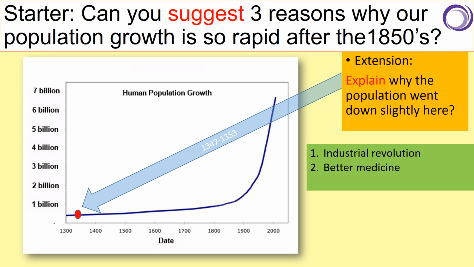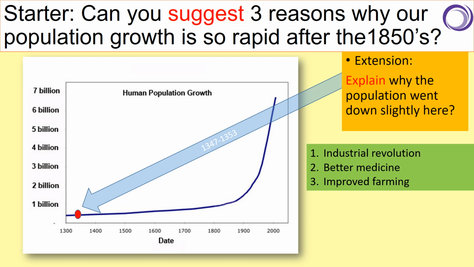Number 2, better medicines. An improvement in the healthcare system meant that people were living longer. And finally, improved farming. Modern farming methods meant that food supply was plentiful for our ever-increasing population.